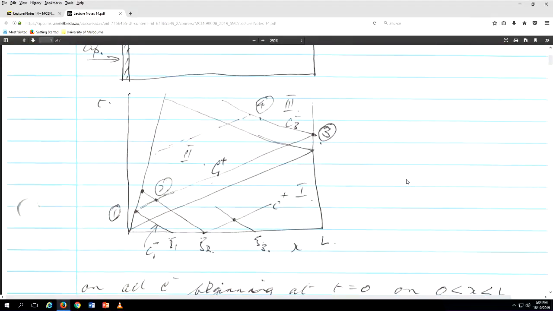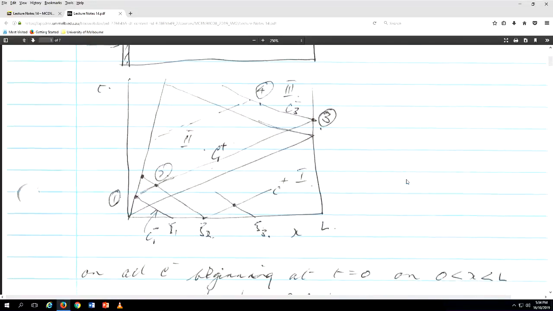So how would I find what goes on here at 4? I'd take a C plus characteristic from region 2, it'd be the same as the C1 plus characteristic. And I'd take the C minus characteristic from 3 and I'd intercept them at 4. So what happens?